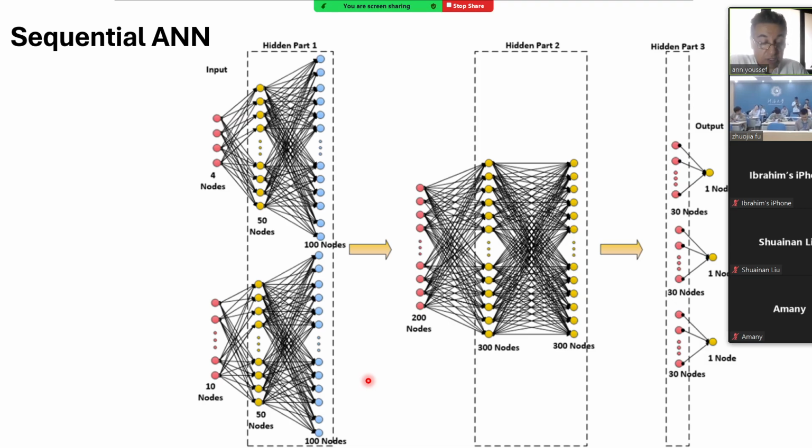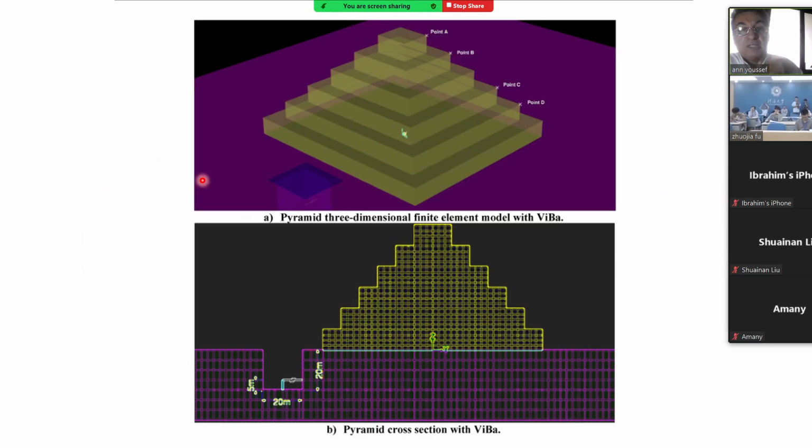So we calibrated our three-dimensional finite element model, and we used several types of artificial neural networks, especially recurrent neural networks for earthquakes, but it doesn't give very good results. The best result we obtained was using a sequential neural network. We have two branches for input, one branch with 4 nodes and another branch with 10 nodes. These 4 nodes are the acceleration at these 4 points of the pyramid: point A, point B, point C, and point D.